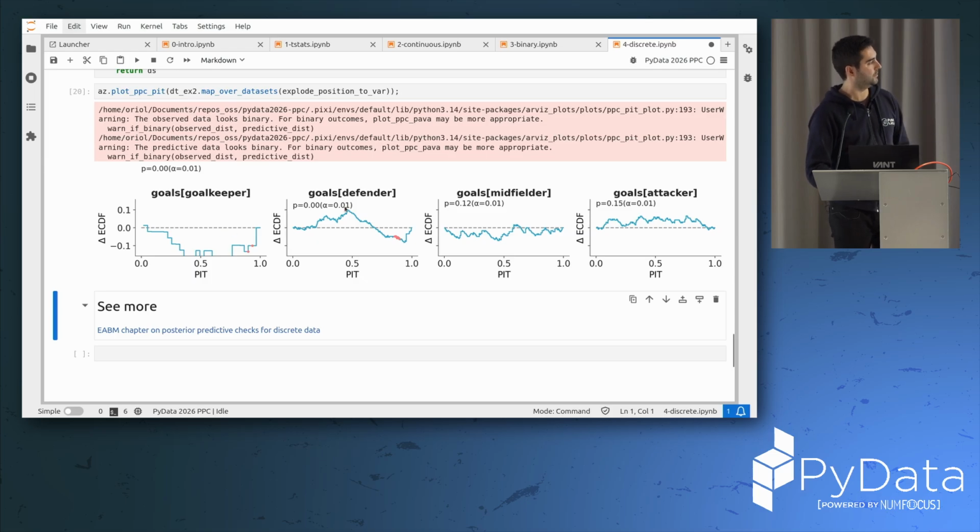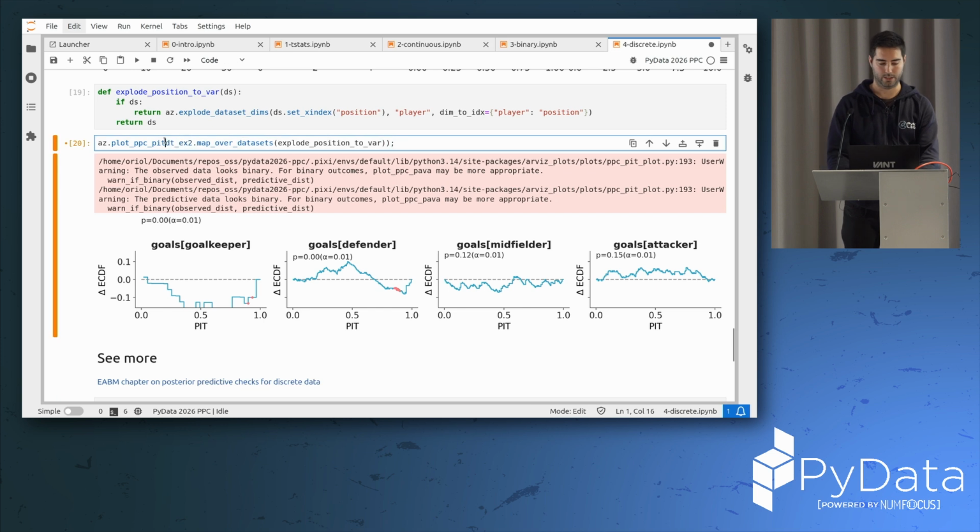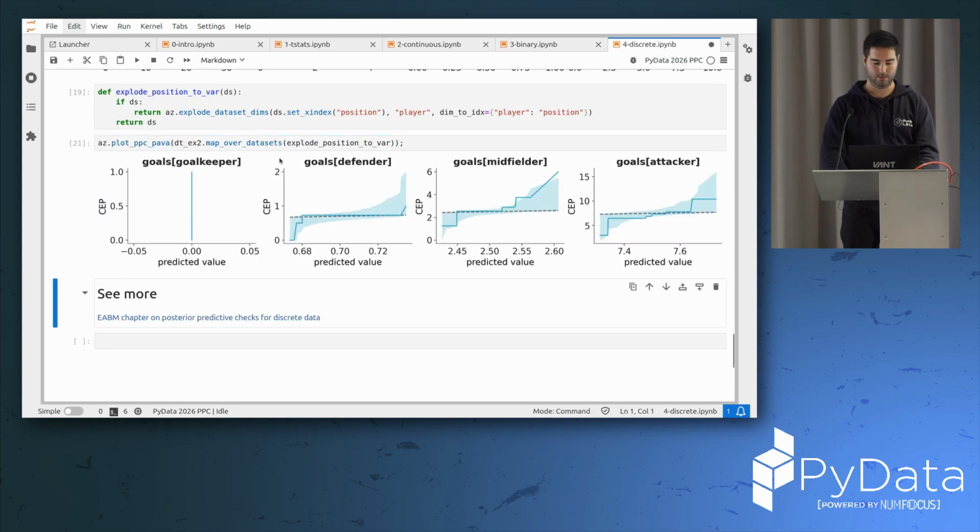Goalkeeper is also a bit off. Defender is very off, but these two are quite good. And now it's complaining because goalkeeper only has 0 or 1s. There is no goalkeeper that scored 2 goals during the season, so the rootogram is not very appropriate to use for this kind of check. And we can look at the PAVA instead, which will work for both the binary and the discrete versions.